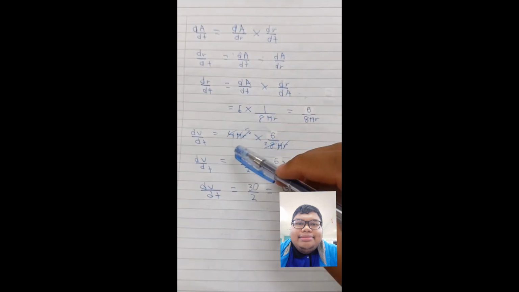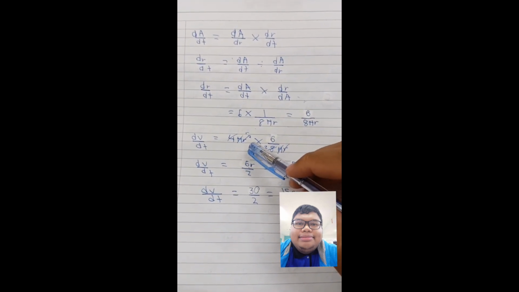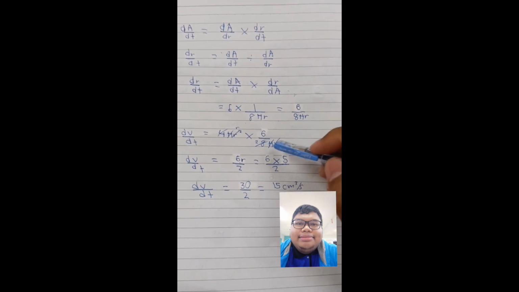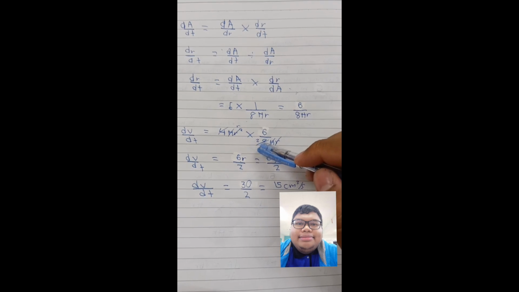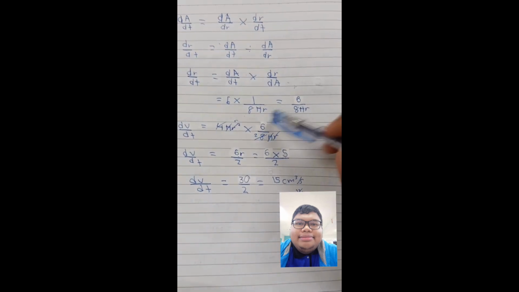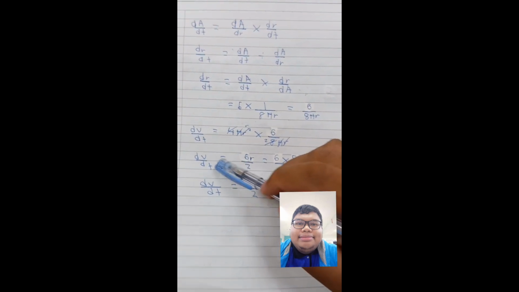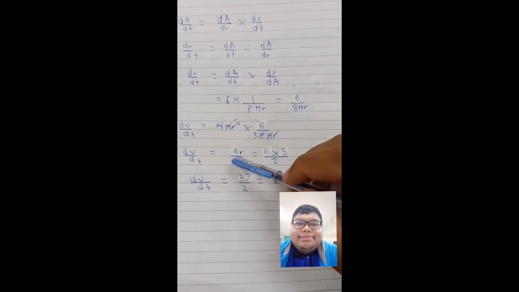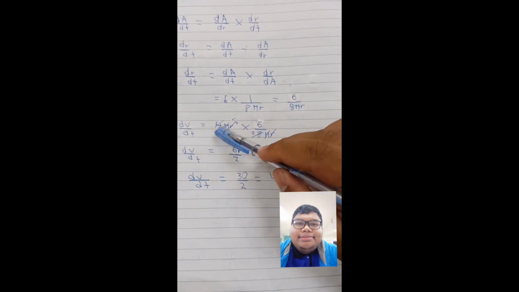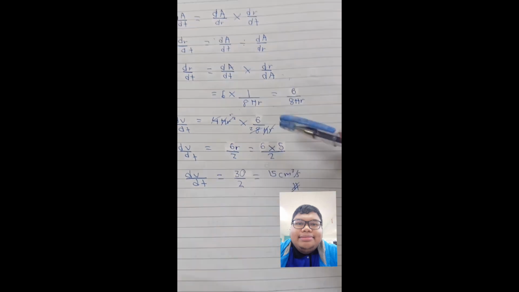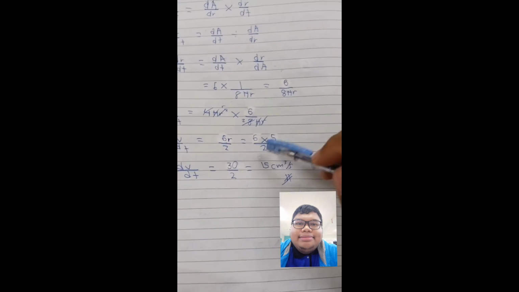dV over dt equal 4 pi r squared times 6 over 8 pi r, and we solve it and cancel it. And dV over dt equal 6r over 2, that is left, where we cancel 4 and 8. We got 6 times 5 over 2.